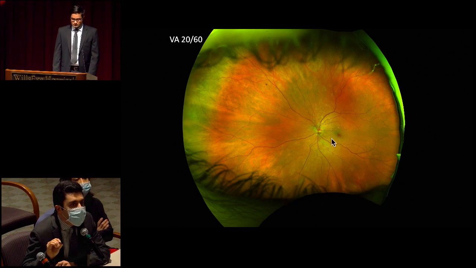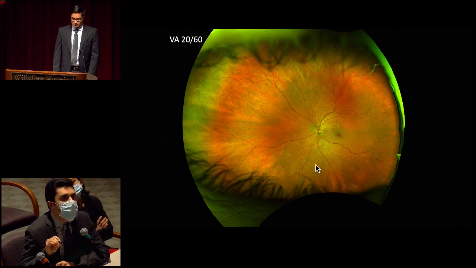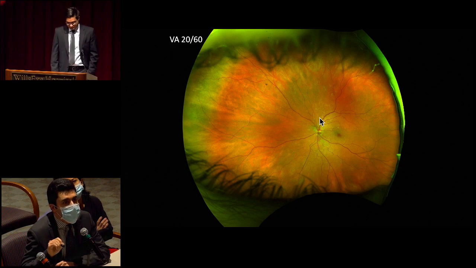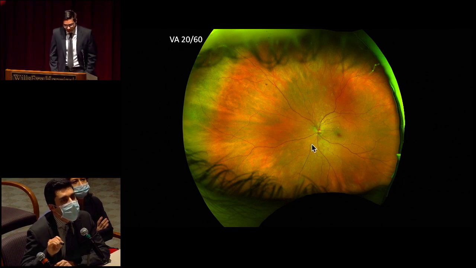The foveal reflex appears much more distinct in this eye compared to the fellow eye. Is this real or not, these little white dots along the arterioles here? Those were seen clinically, I believe.